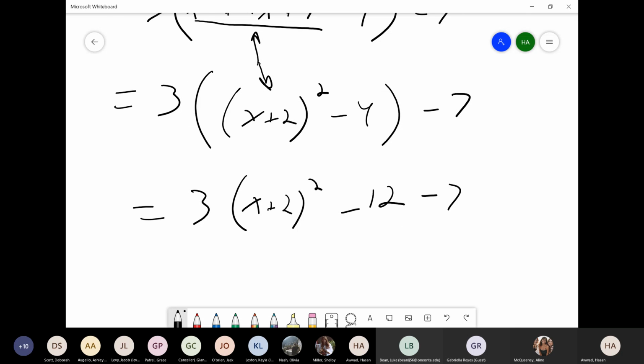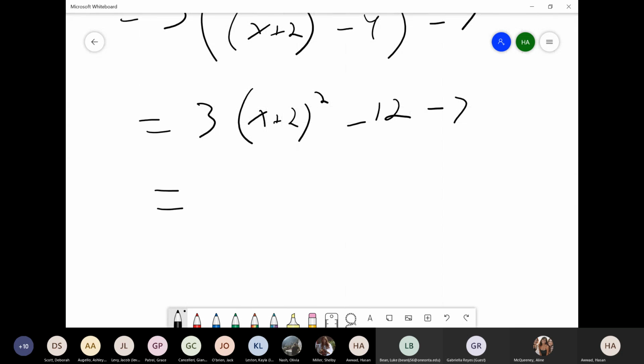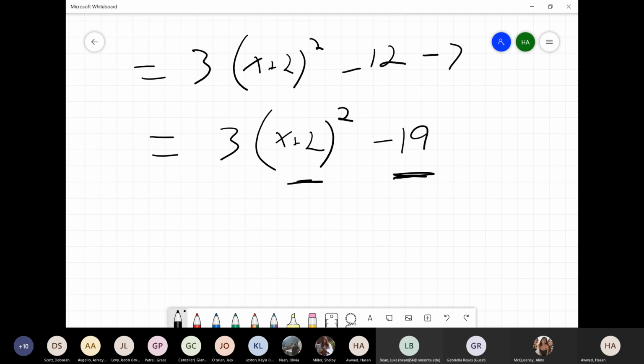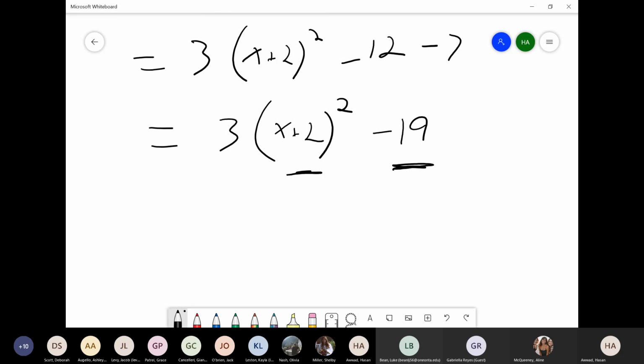Okay, so now the last thing that we have to do is we want it in standard form. So we have 3 times (x plus 2) squared, and we simplify the negative 12 minus 7, which gives me minus 19. And what does this tell you? Well, standard form just says this is going to be your h, and this is going to be your k. The only drawback is that you have to remember that when you're pulling your h out of the equation, it's always going to be the opposite sign.